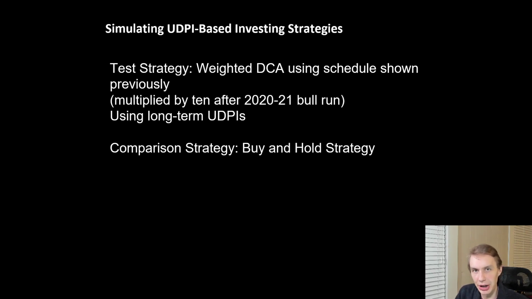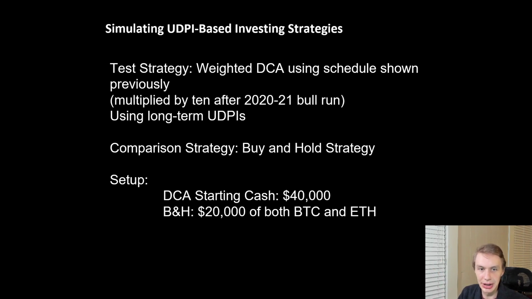So the comparison strategy we're going to be looking at is this buy and hold strategy. This is literally you just, at the beginning of the simulation, this comparison person is just going to buy right then. They're just going to put all their money in, split evenly between Bitcoin and Ethereum, and then just see what their profits would be over the same time.